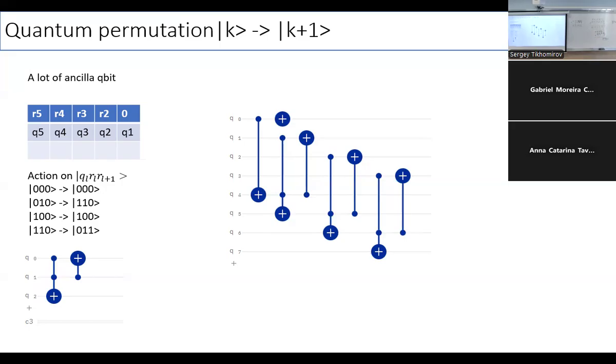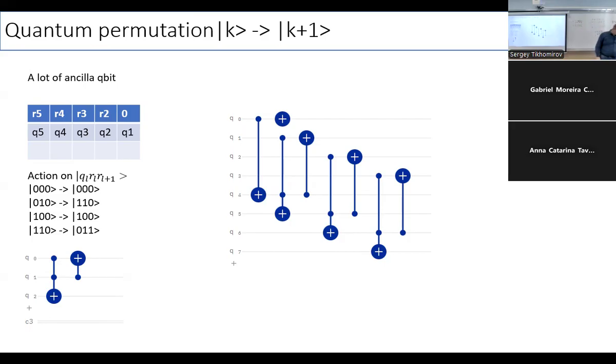So the next step, I calculate when Q5 should be 1. When Q5 should be 1? When Q4 and Q1 are 1. This is the only story, yes? So this guy calculates Q5. And after this, I need to find the value of Q1 plus Q4. And this is controlled not to Q1. If Q4 is 1, I should change Q1. If Q4 is 0, I should not change Q1. Yes? And by such blocks, I continue.